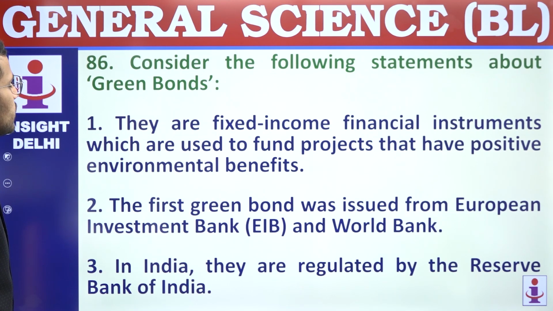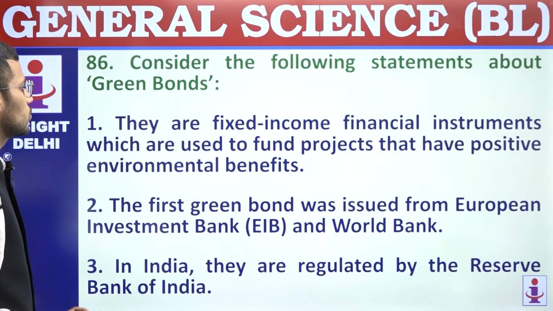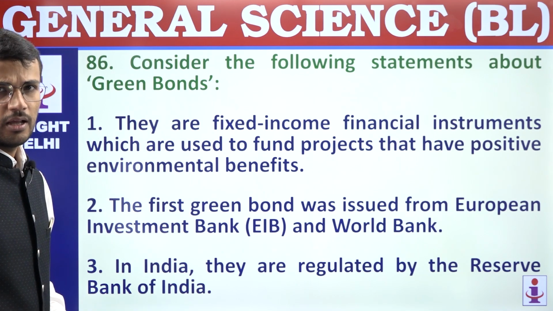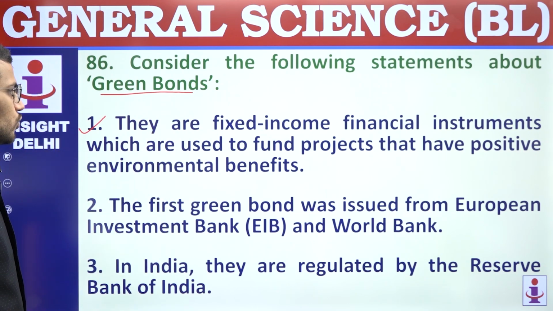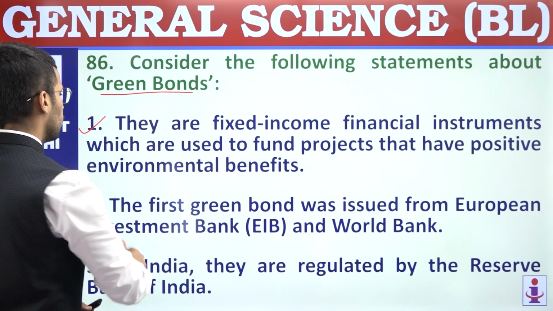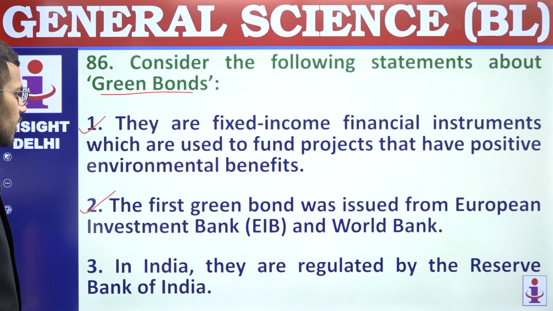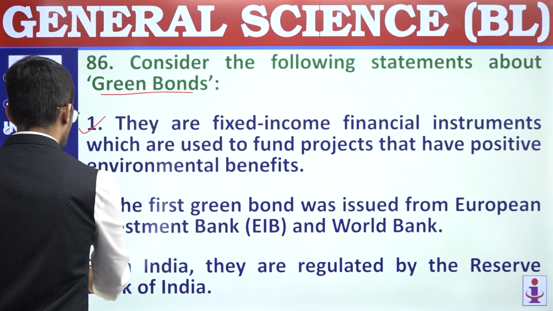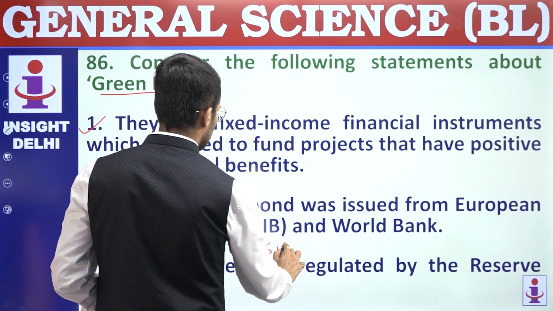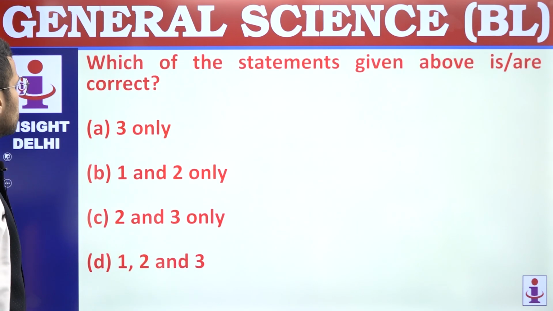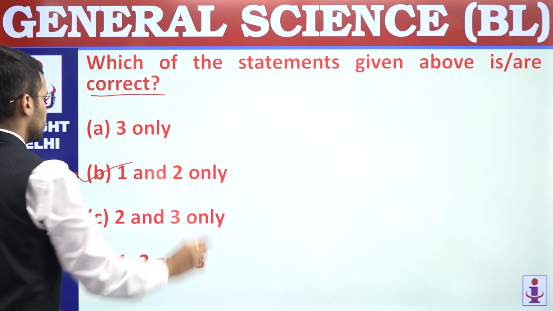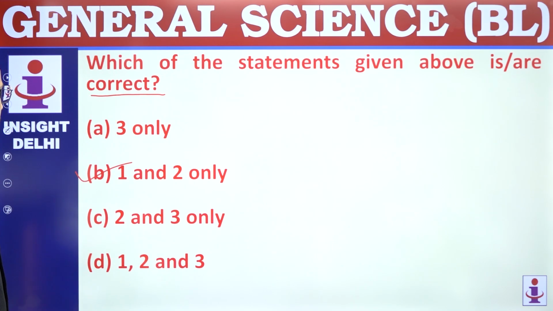86, consider the following statements about green bonds. First, they are fixed income financial instruments which are used to fund projects that have positive environmental benefits, right? So that is the definition of green bonds. Second, the first green bond was issued from European Investment Bank and World Bank. Correct statement. Third, in India, they are regulated by the Reserve Bank of India. So as these are bonds, they are not regulated by RBI, they are regulated by SEBI, and that's why third statement is incorrect. So only first and second statements are correct. We are supposed to find out correct statements only. Answer is B. 86, answer is B.